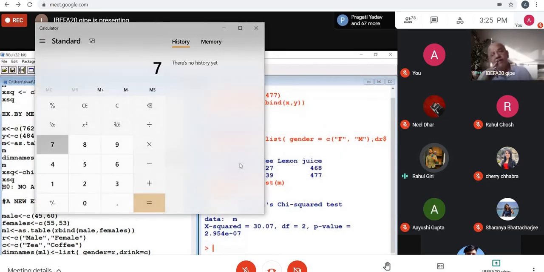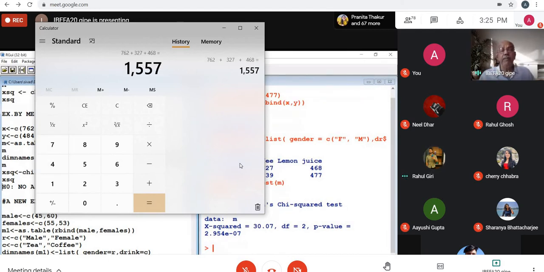Sir, but we are rejecting our null, so it means that there is association, right? Yes, yes. Because the tea preference has higher probability among females. Got it. Yes, sir, got it.